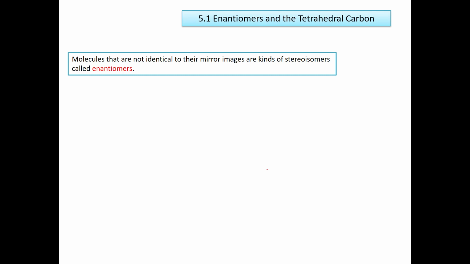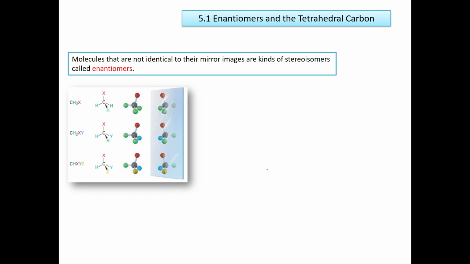Okay, first we will define the enantiomers and the tetrahedral carbon. Molecules that are not identical to their mirror image are a kind of stereoisomer, called enantiomers. Okay, here you can see one example. We have this monosubstituted carbon, and if we draw both images, we see that we have the same image side by side. If we have 2 different substituents, exactly the same. We have the same mirror image.